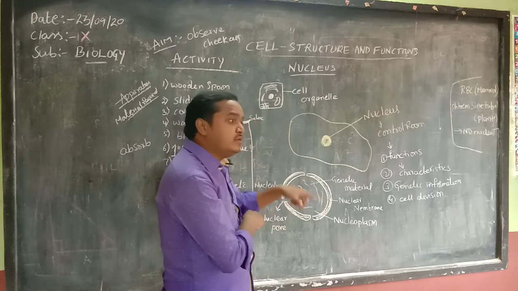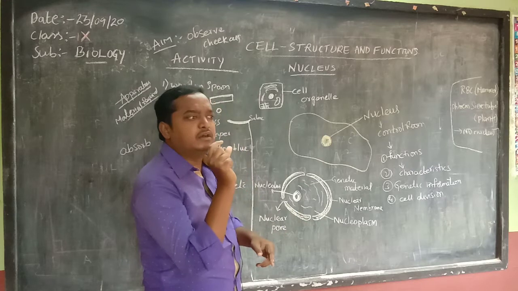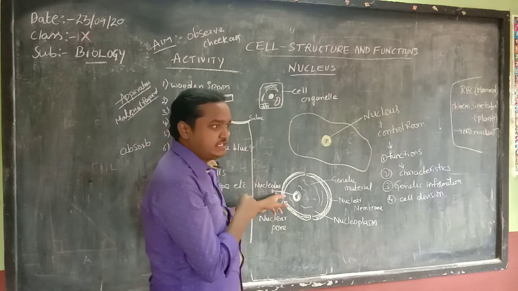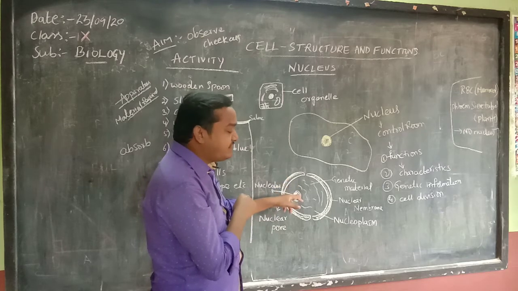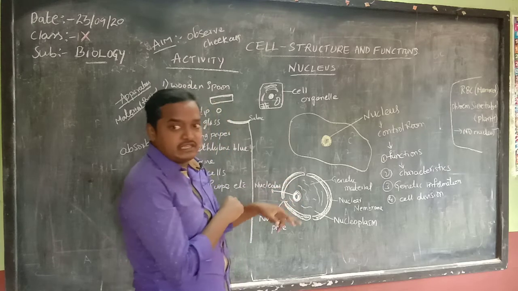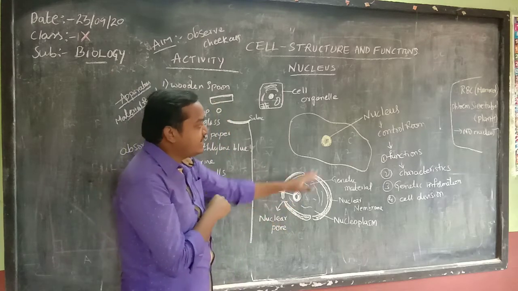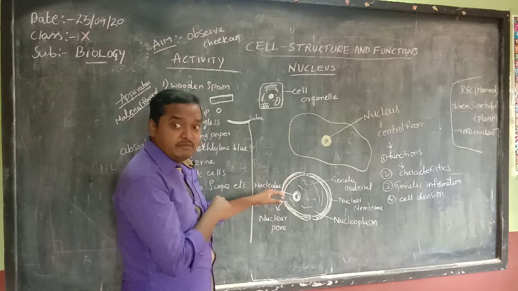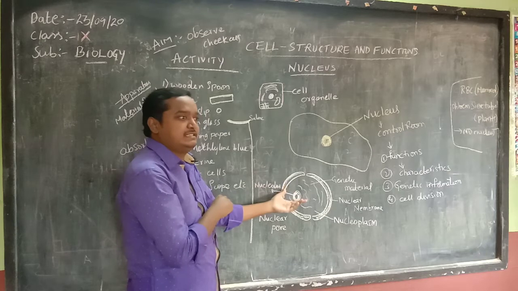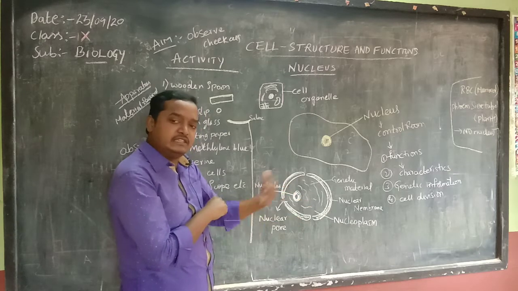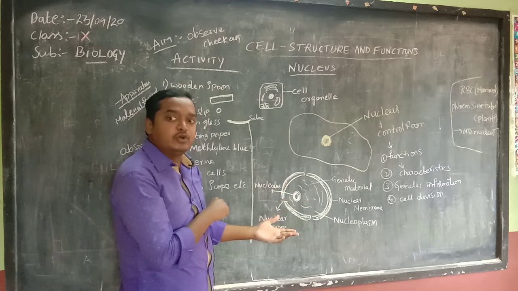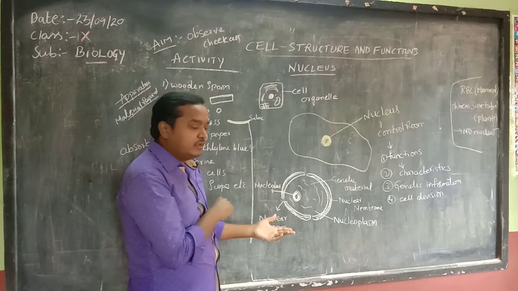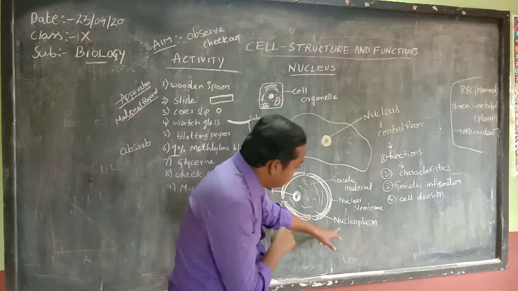So inside the nucleus, one dark round structure will be there. It is called nucleolus. Nucleus is different. Nucleolus is different. Nucleus will be there in the cell. Nucleolus will be there inside the nucleus. Nucleus के अंदर जो रहता है उसको nucleolus बोलते हैं. Understood? Right.